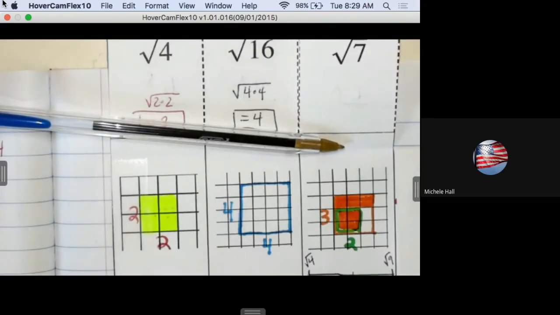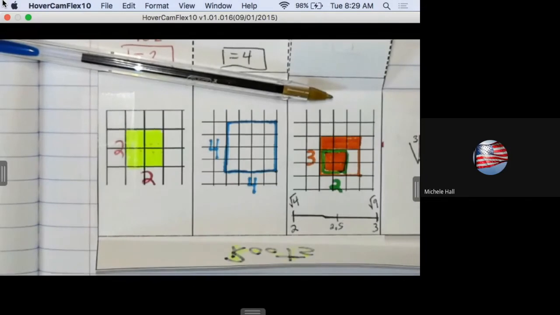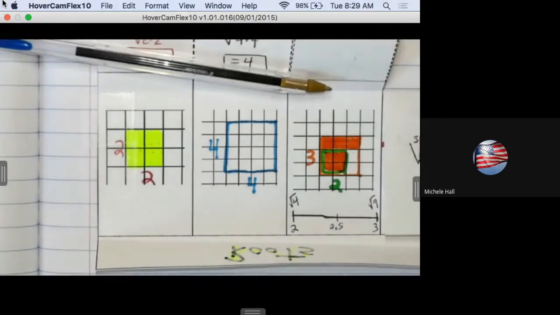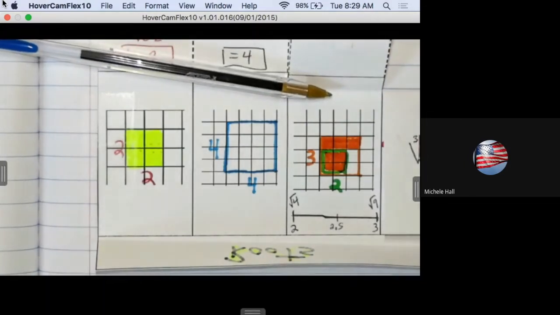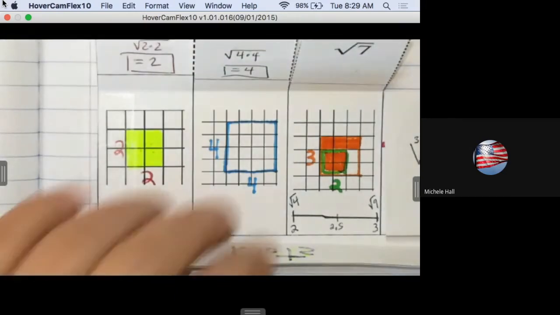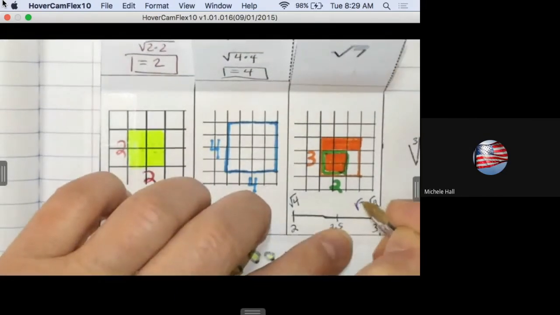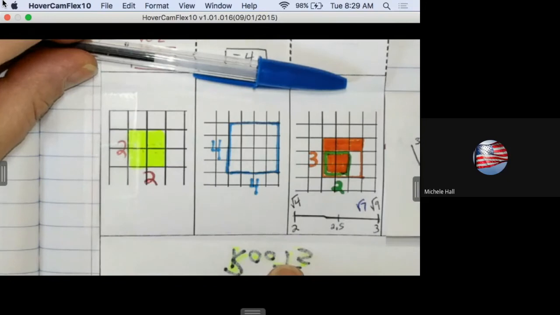Because it's not perfect. So there's my number line to show that the square root of 7 is between the square root of 4 and 9, as you said, the whole numbers of 2 and 3. I would put the square root of 7 about right here. So it's about 2.8, 2.7.